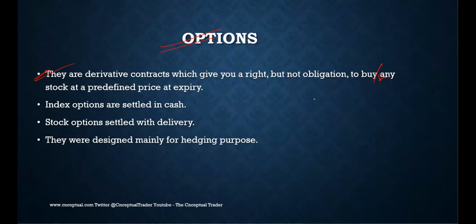So you know very well there are two kinds of options: call options and put options. For call options, their price increases whenever the underlying increases, and decreases whenever the underlying decreases.